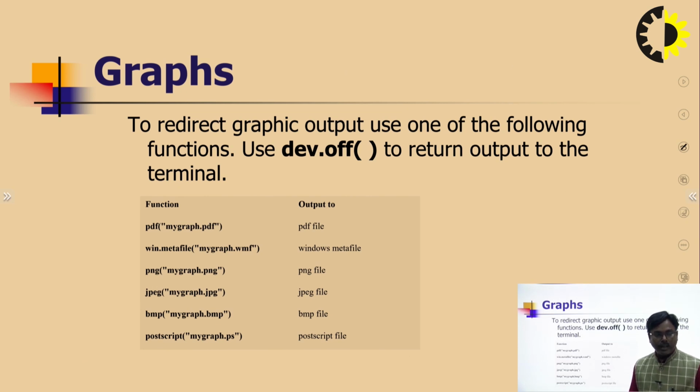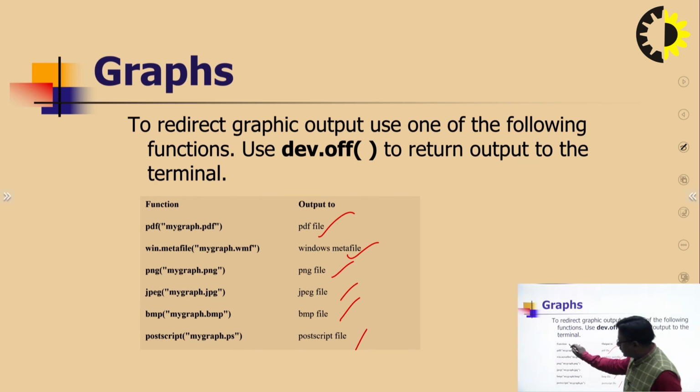There are certain files, for example PDF file, Windows Metafile, PNG file, JPEG, BMP, PostScript file. All these are different types of graphics files which are to be included, and this can be done with the help of functions already present in the R programming language, in some of the packages. These functions are pdf, win.metafile, png, jpeg function, bmp function, postscript.